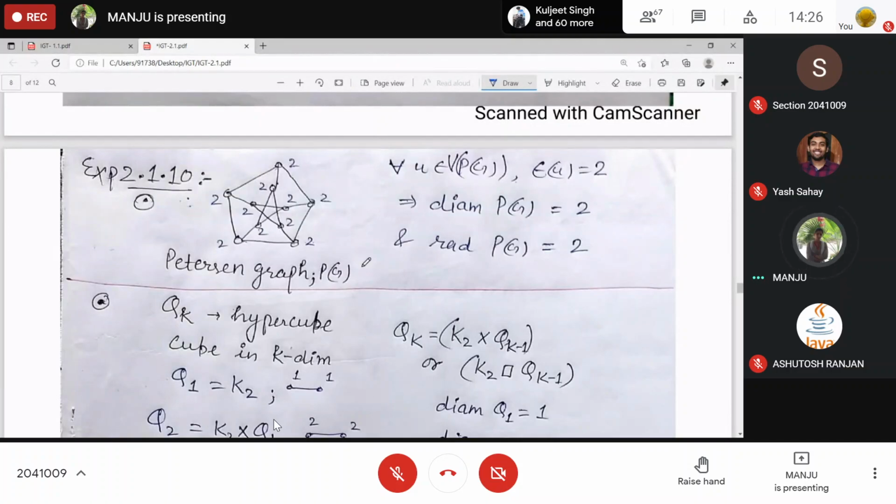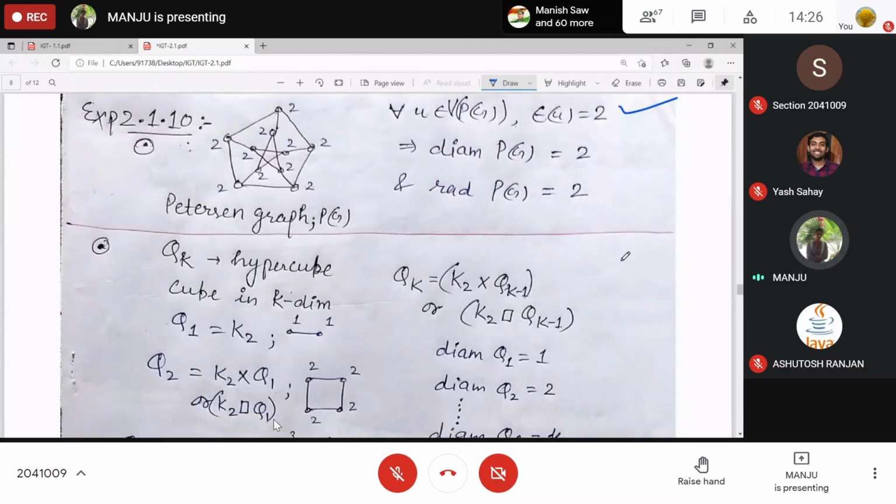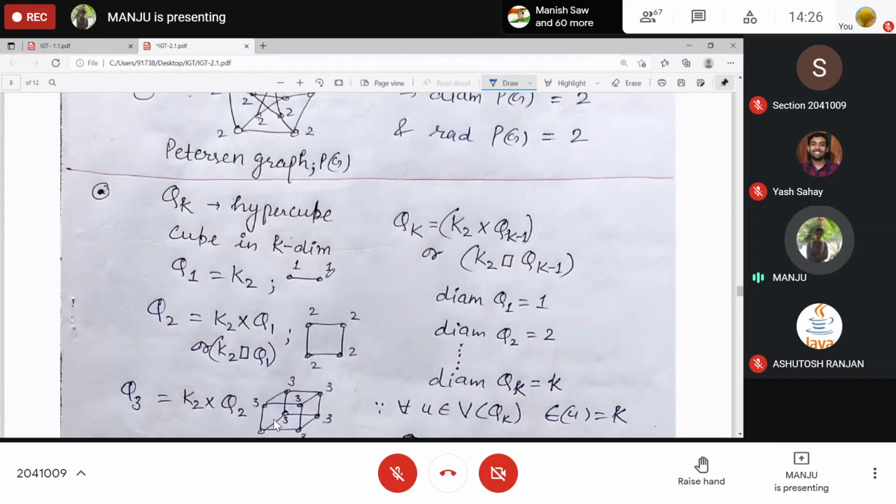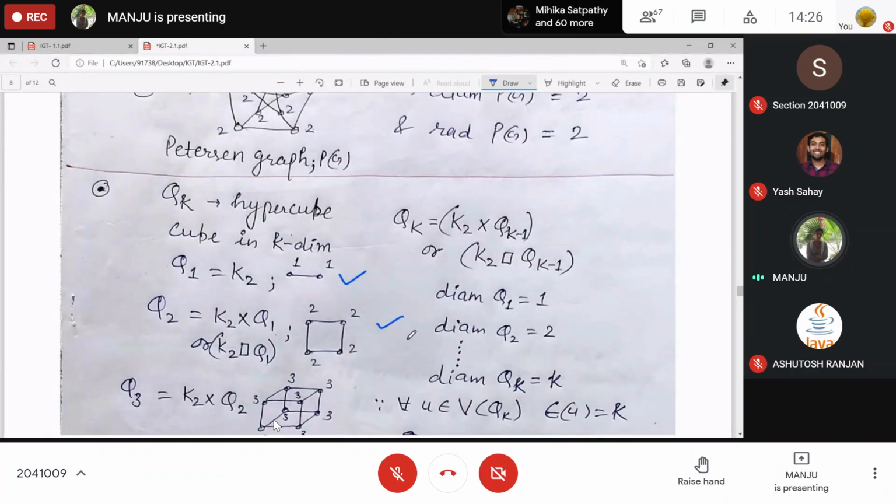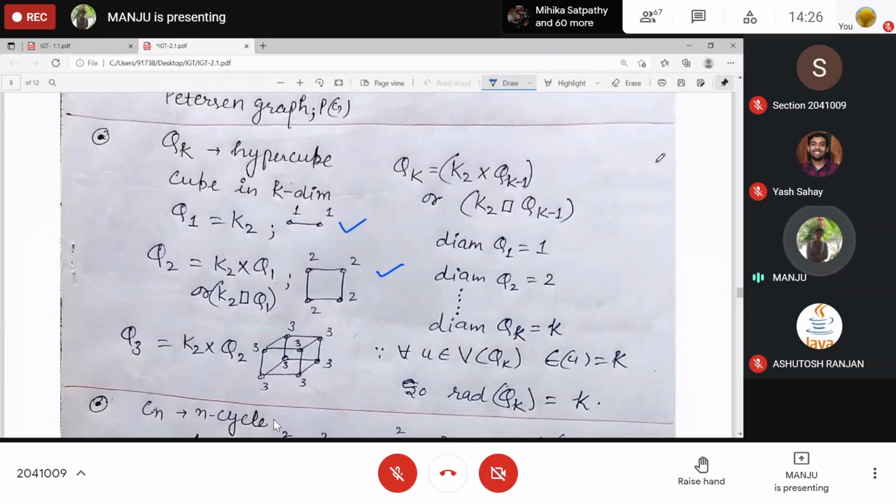Petersen graph. For Petersen graph, we find the eccentricity for all the vertices is 2. That's why diameter and radius become 2. For hypercube, it is cube in k dimension. Cube in 1 dimension is this one, 2 dimension is this one, 3 dimension is this one. 4 dimension will be 1 cube and 1 cube inside and the corresponding points at the center. Okay, 1 cube will be inside this one and this is adjacent to the corresponding vertices. Okay, that will be cube in 4 dimension.